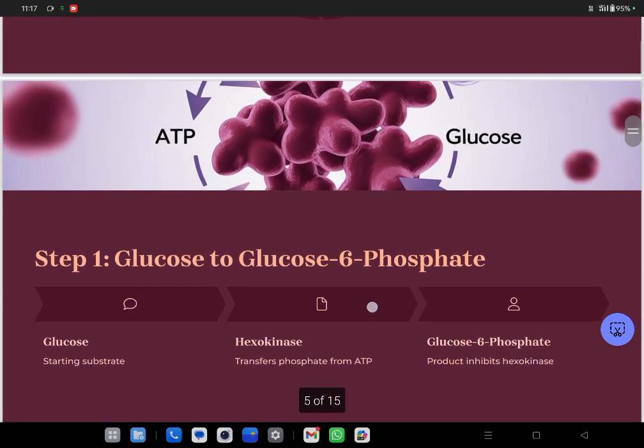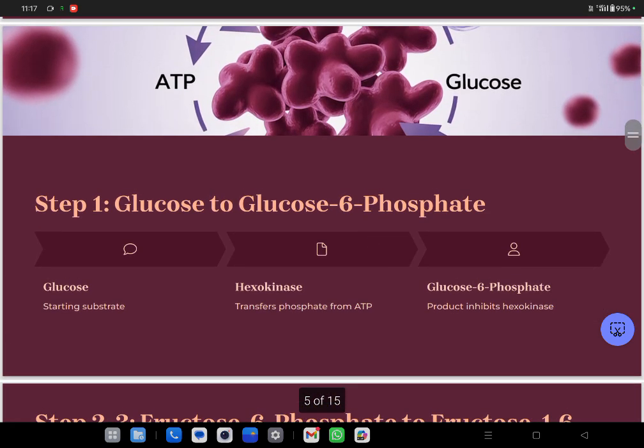So let us go to the first step, glucose to glucose 6 phosphate. Glucose is the starting substrate, and hexokinase is the enzyme needed, which transfers phosphate from ATP. It takes the terminal phosphate of ATP and attaches it, and glucose becomes the higher energy glucose 6 phosphate, and this enzyme is inhibited by glucose 6 phosphate.